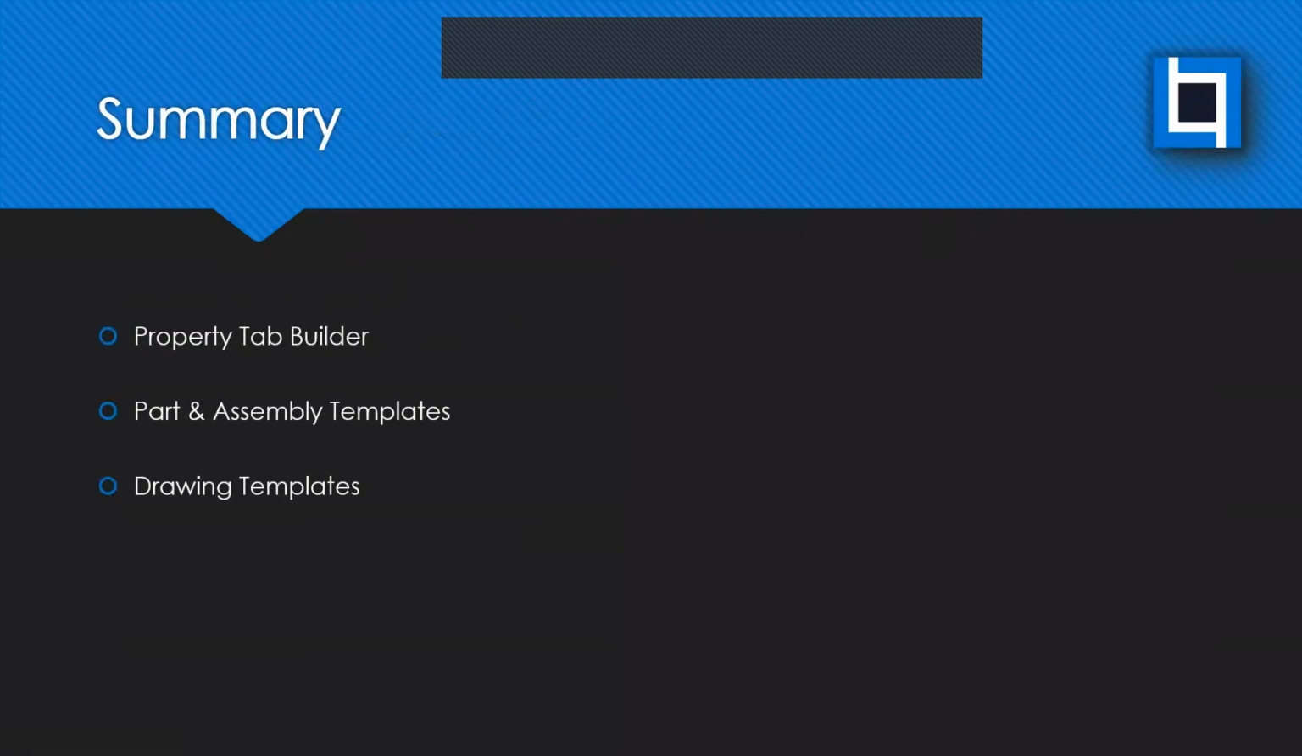So the workflow for this is you start in the property tab builder, where you build out how you want your custom properties to appear on the right-hand side. Then you create your part template and your assembly template, and each one of those references the property tab builder template you've just built. And then from there, you have your drawing template. You create notes in your sheet format that reference the variables that are written to your custom properties.